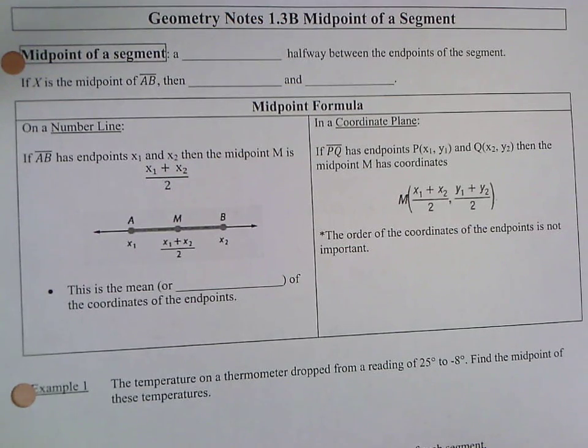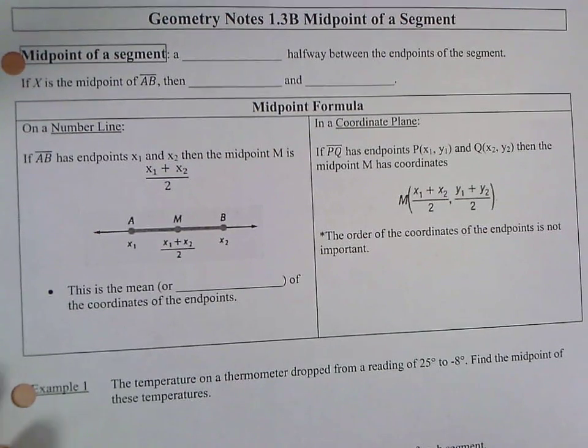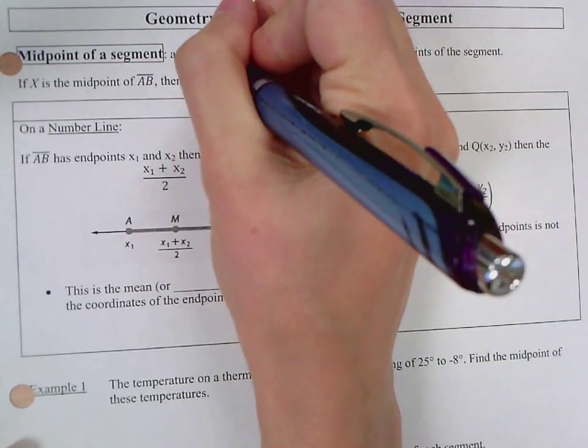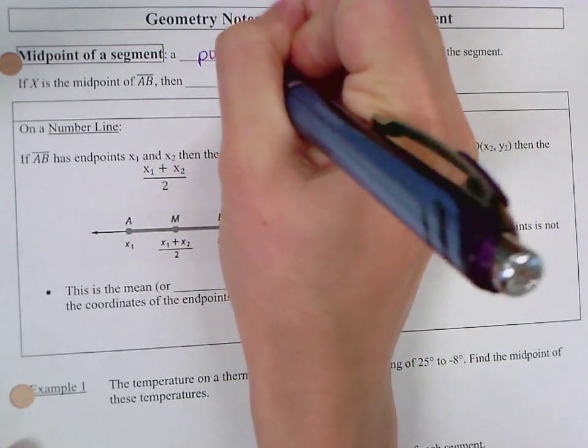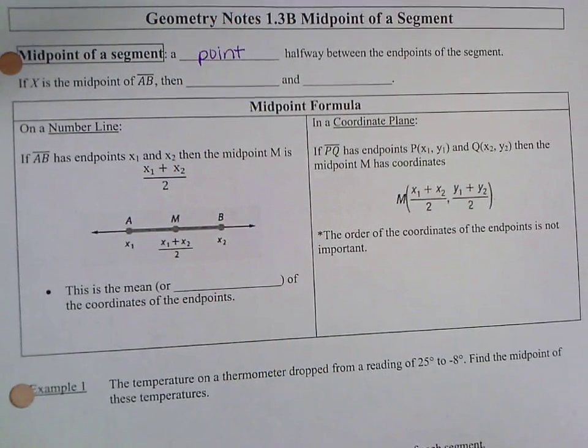So today is focusing on midpoint. In section 1.3, it does review distance and then midpoint of a segment. Starting out with a definition, the midpoint of a segment is a point that is halfway between the endpoints of the segment. So exactly in the middle, midpoint, middle.